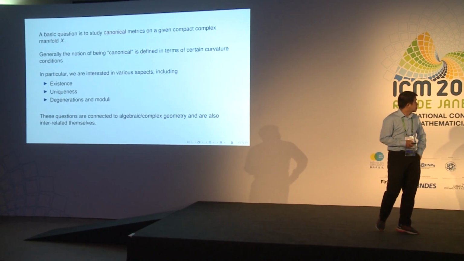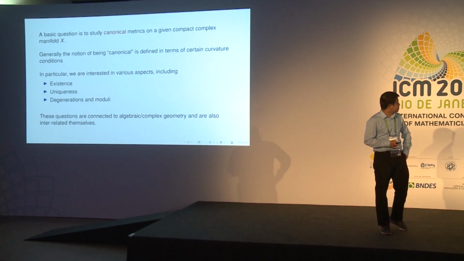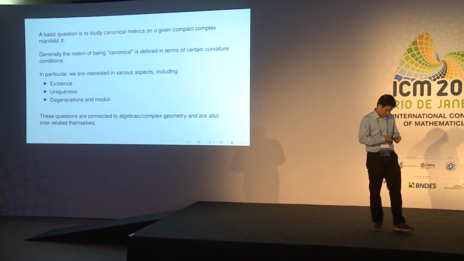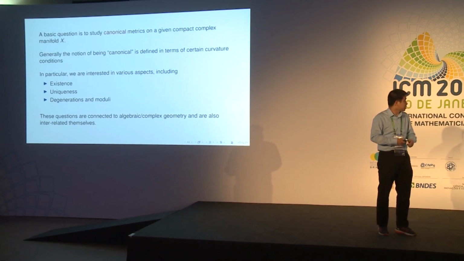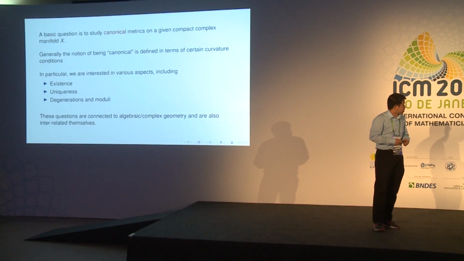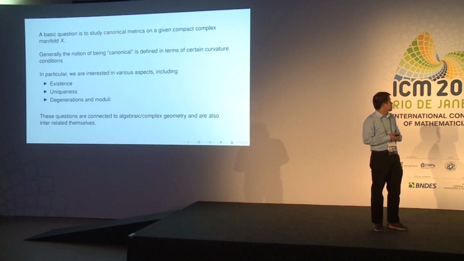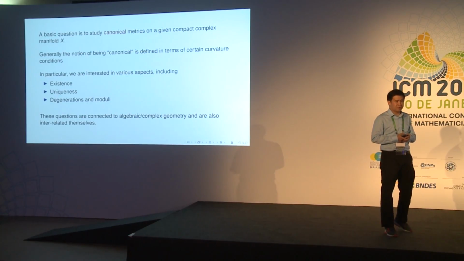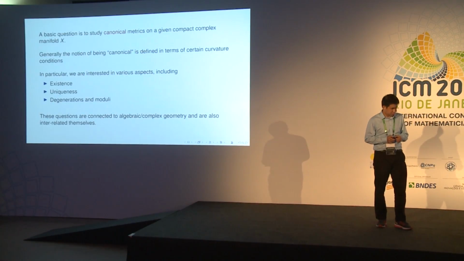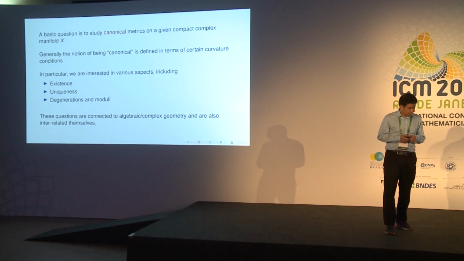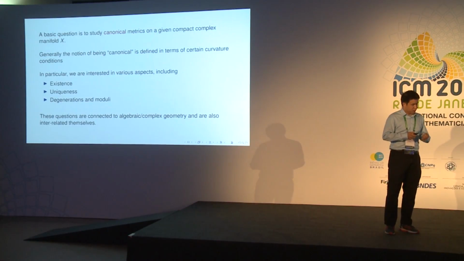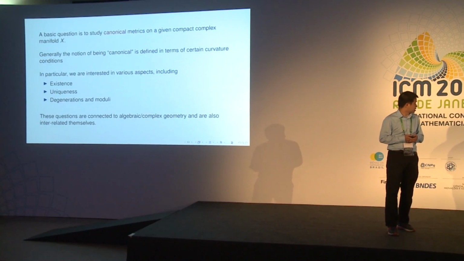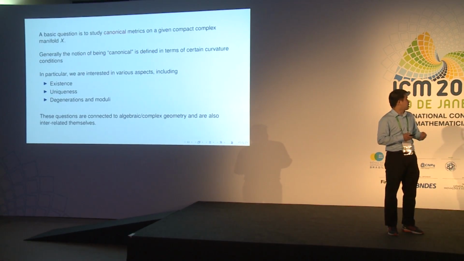The basic question is to study canonical metrics, because the complex structure does not determine the metric. We want to find a canonical metric on a given complex manifold. Generally, the notion of being canonical is defined in terms of a certain curvature condition, as we will see in a moment. And we're interested in various aspects, including existence, uniqueness, degenerations, and moduli.